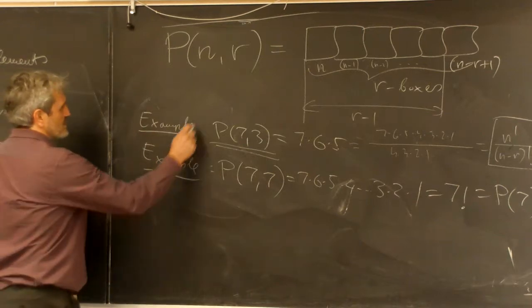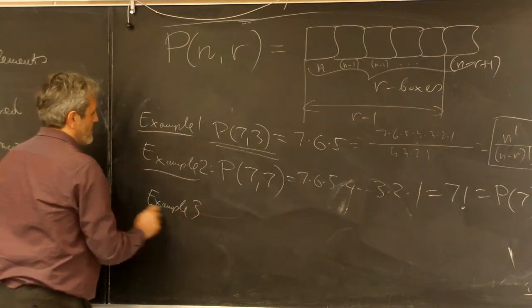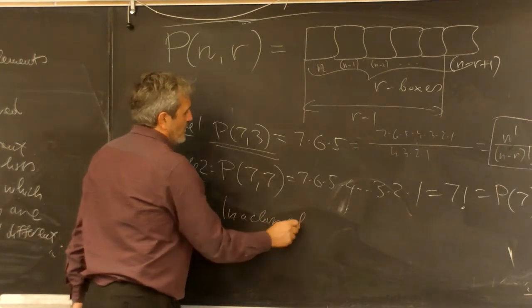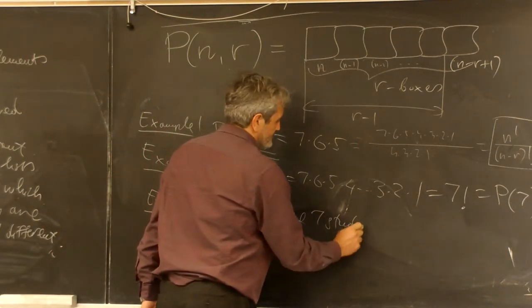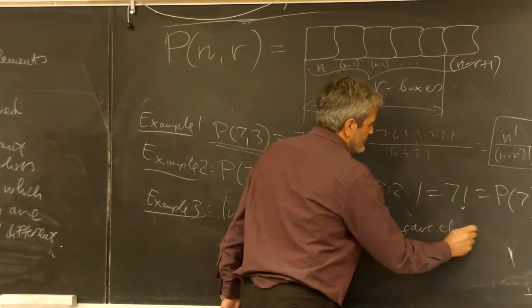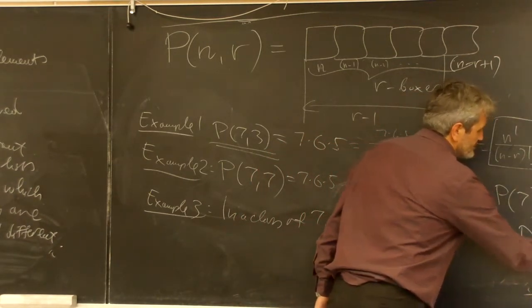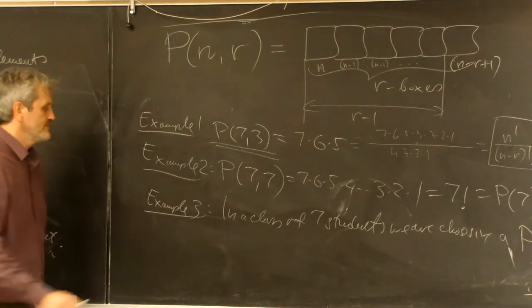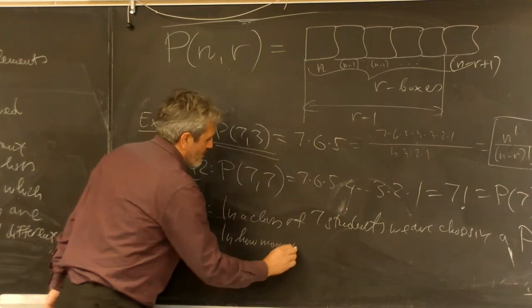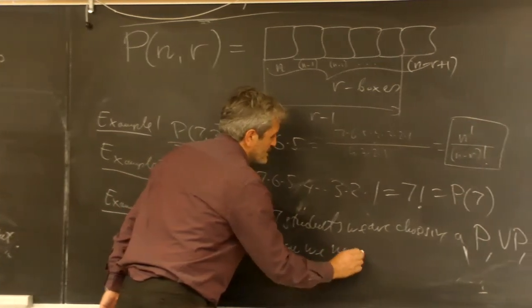Example 1 is, in a class of 7 students, we are choosing a president, a vice president, and a secretary. In how many ways can we make the choice?